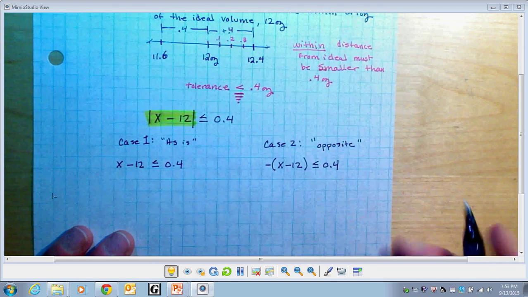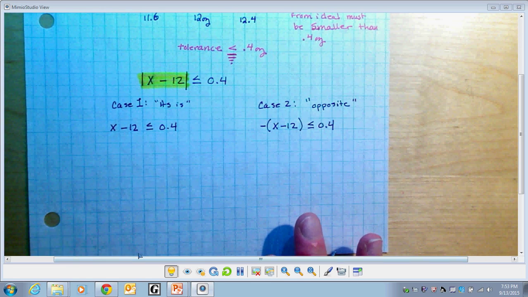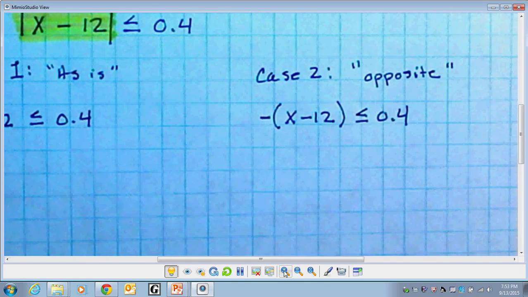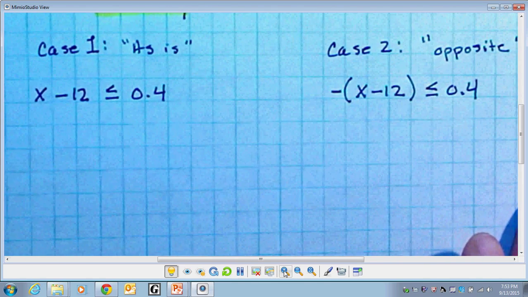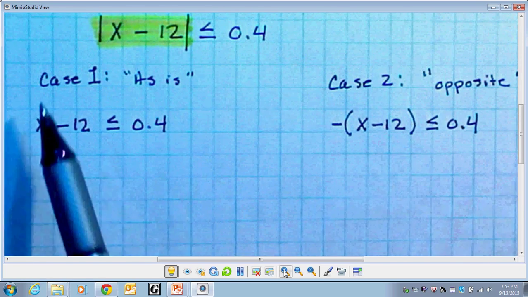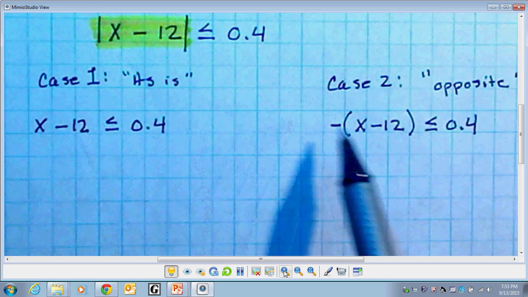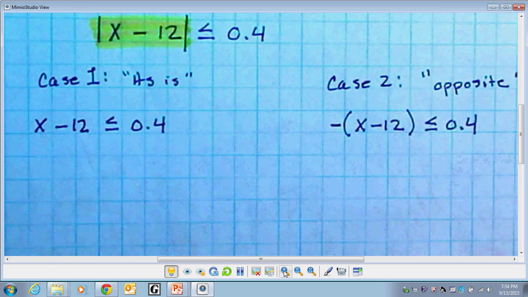Okay? People teach this a little differently. You might see it done a little bit differently in some other examples. Let me see if I can zoom in here so we can see exactly what's going on. Okay, so now I have it set up. This was how it was inside the absolute value. Now I'm taking the opposite of what's inside the absolute value. So now I'm going to do these one at a time.